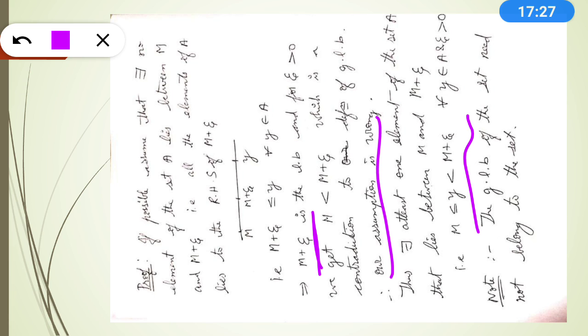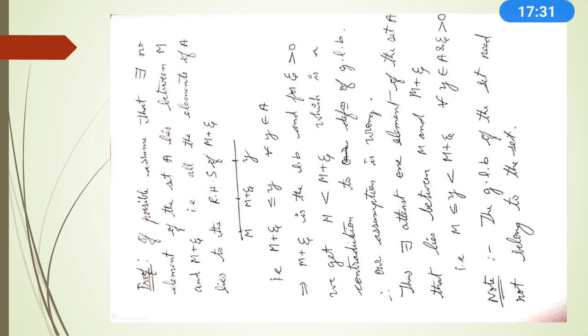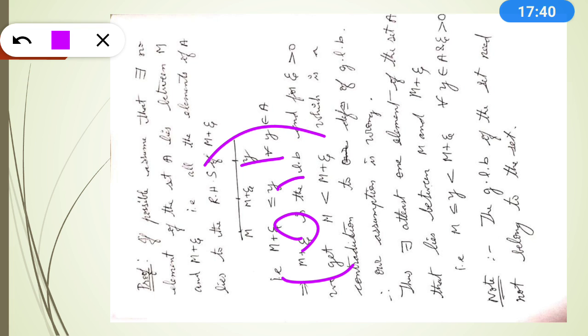Okay, and I hope you understand the theorem. We have a note here again, as I told you, the greatest lower bound of the set need not belong to the set. Again, for the open interval (0, 1), the least upper bound and greatest lower bound do not belong to the set. Okay, it is an open interval.